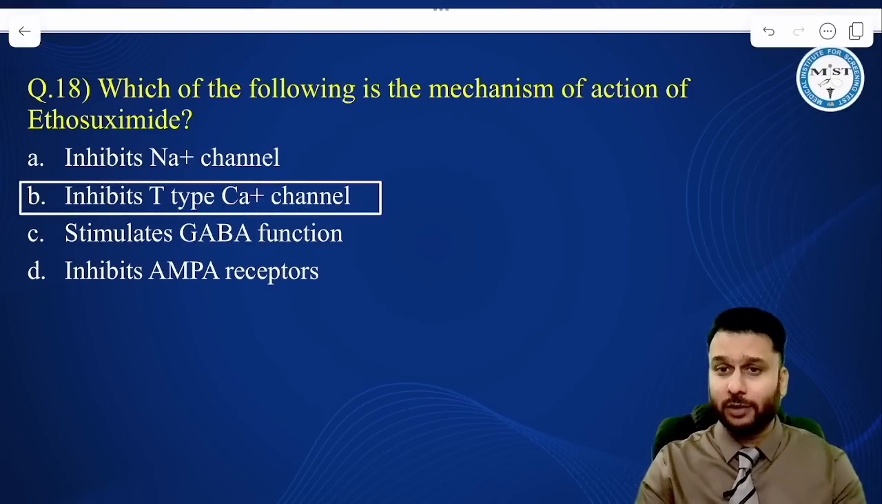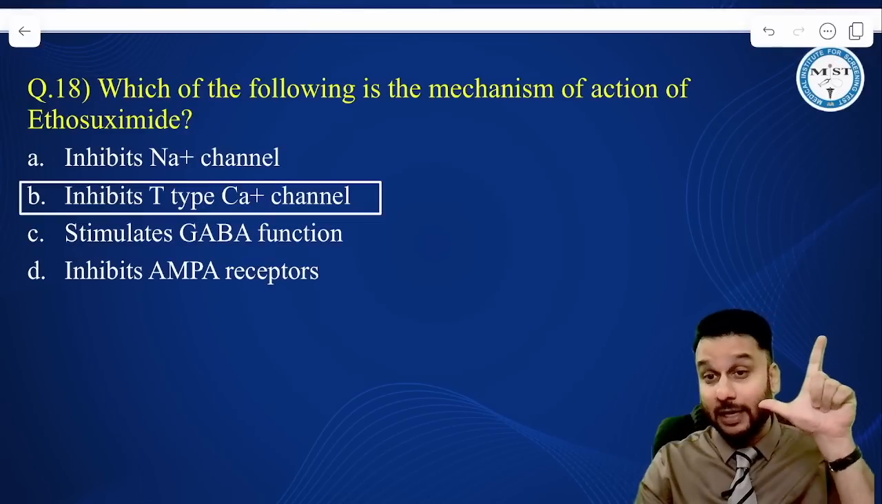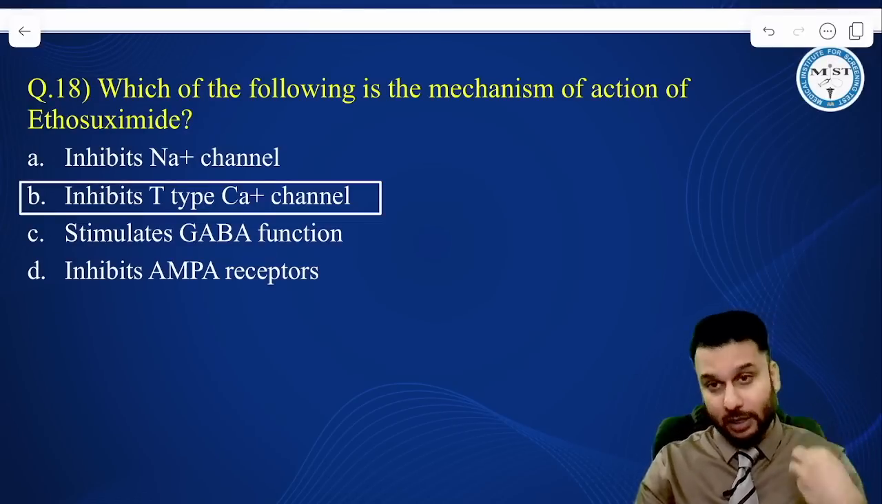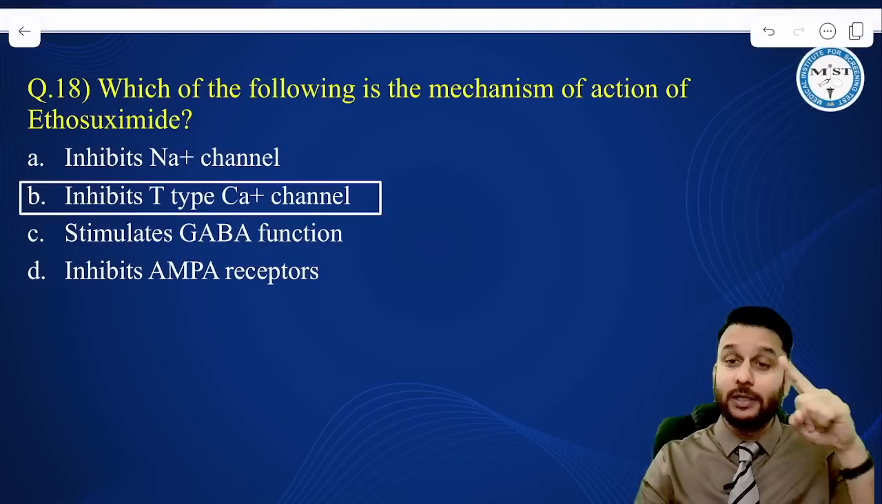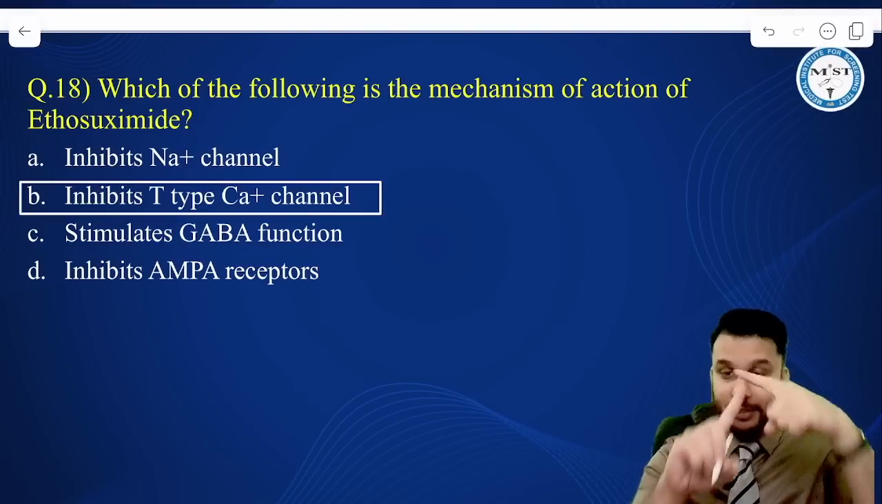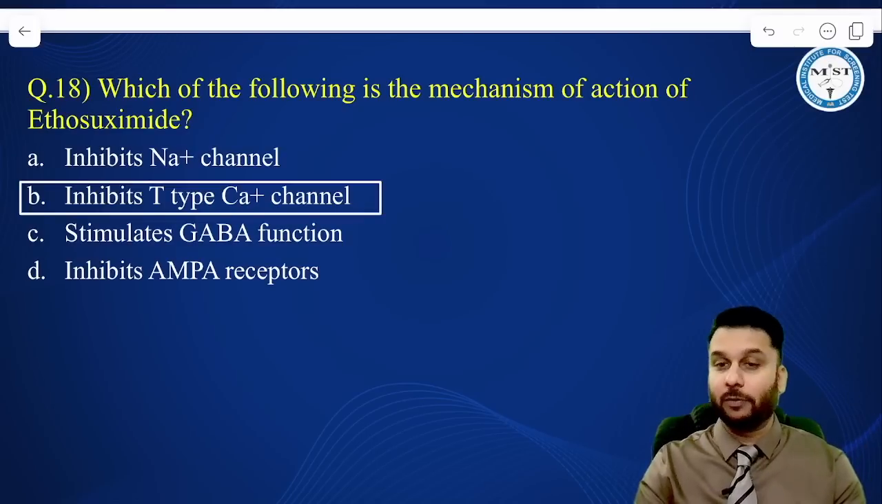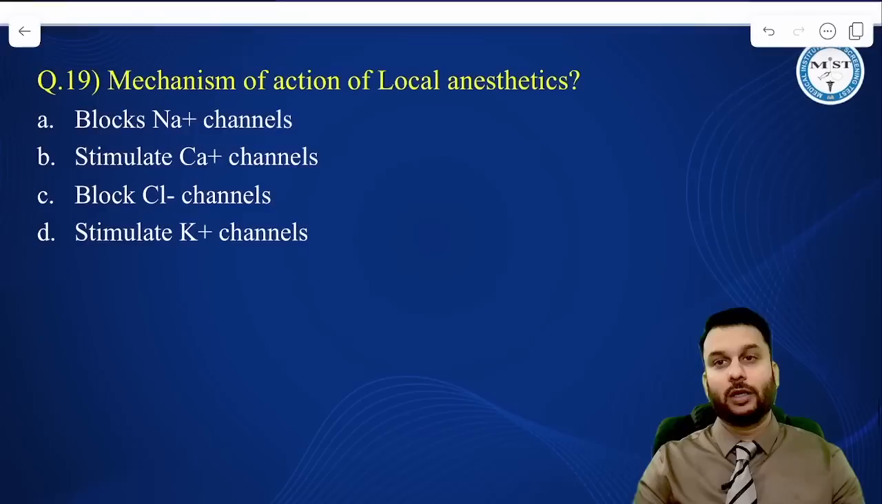You must be knowing there are two types of calcium channel. One is L. L is present on heart or blood vessels, other places. T is thalamus. It's present in the brain. So basically, this is the one we are blocking by ethosuximide.